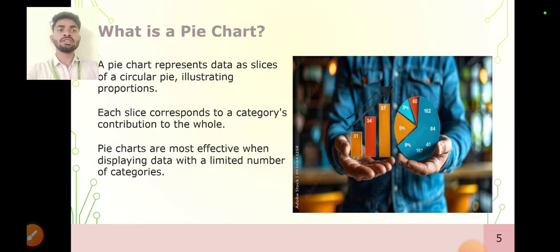What is a pie chart? A pie chart represents data as slices of a circular pie, illustrating proportions. Each slice corresponds to a category's contribution to the whole. Pie charts are most effective when displaying data with a limited number of categories.